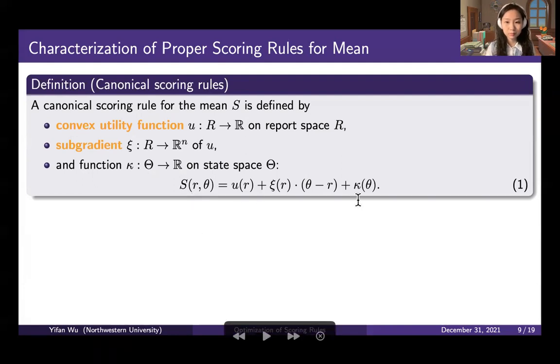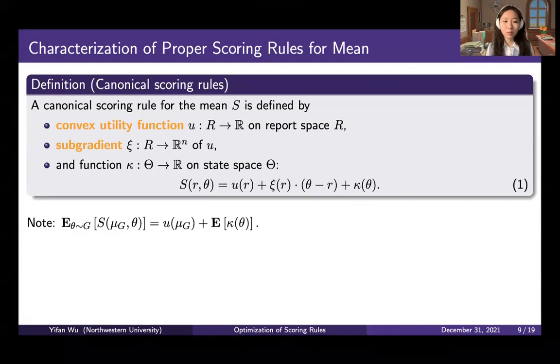Notice that from the agent's perspective, if the distribution over the state theta is fixed, the expectation of score only depends on U and C, does not depend on kappa. So this kappa function does not affect the truthfulness of the score. And when the agent is reporting truthfully, the expectation of score has the form of the convex utility function U at the report mu G plus some expectation of the function kappa.